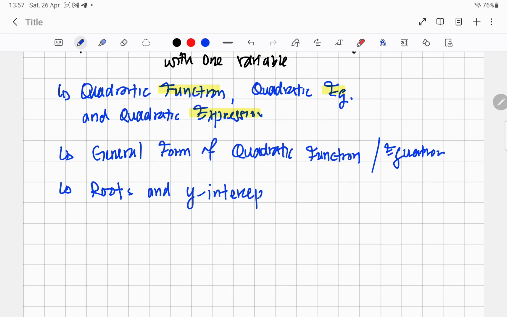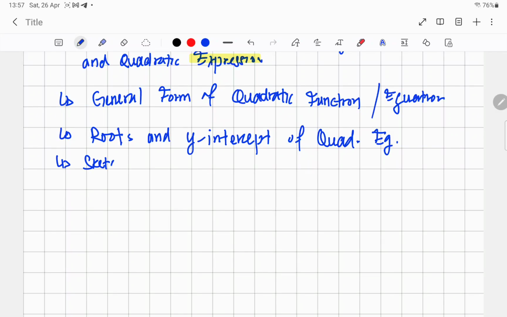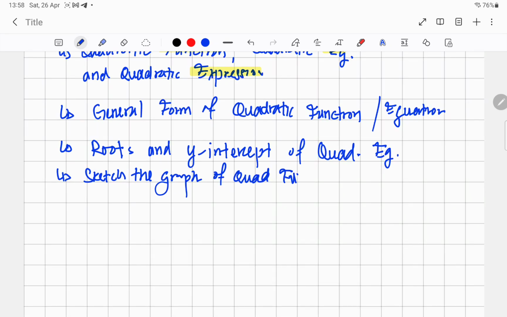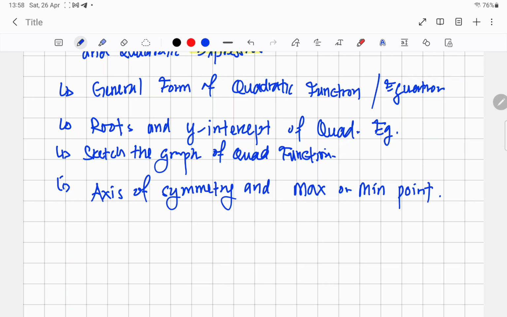of a quadratic equation, I use short form. Alright, and then we will learn how to sketch the graph of a quadratic function. After sketching the graph, we will learn how to find the axis of symmetry and the maximum or minimum point of this graph.